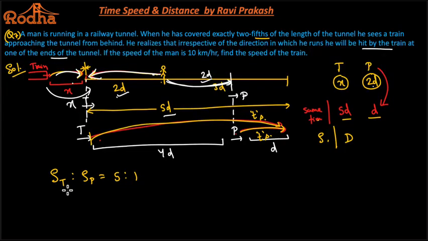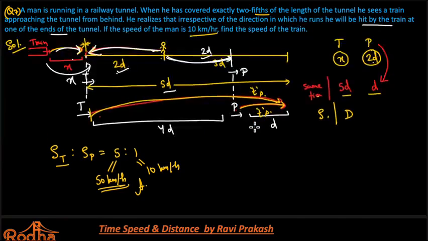ठीक है? They are saying that the speed of the person is 10 km per hour. So in the ratio, 1 represents 10 km per hour. So what is the speed of the train? That is 5, so what is the value of 5 here? 5 is 50 km per hour. This is the answer for this question, 50 km per hour, right? I hope all of you got this. Okay, chalo, let's move to the next question here.